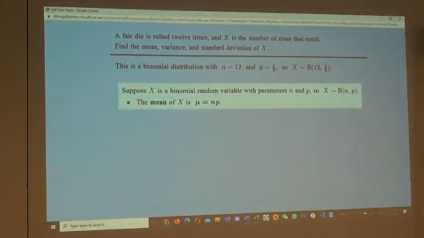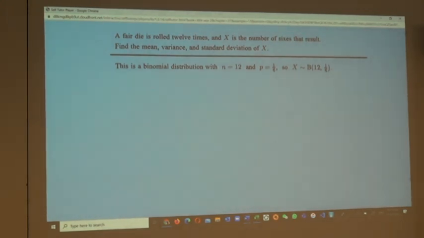The mean of a binomial random variable is np. So in this case, the mean is 2. On average, we expect a 6 to be rolled twice in this binomial experiment.